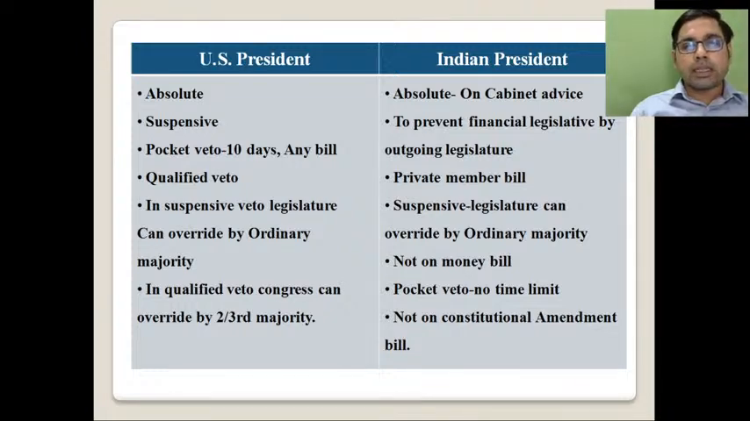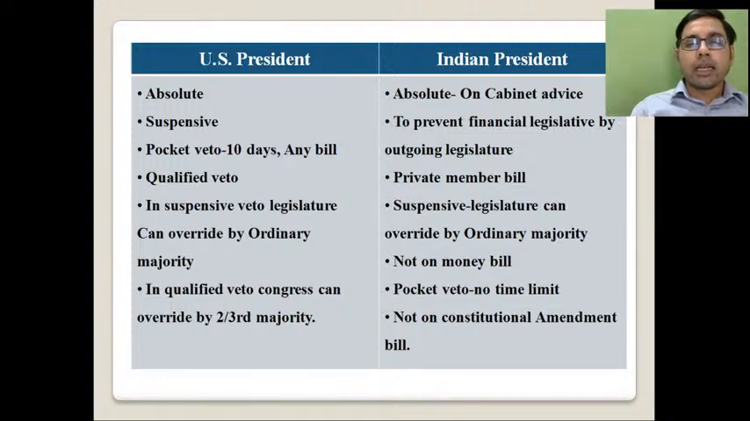On the other hand, in case of the Indian president, if the US president exercises absolute veto, then that bill cannot become an act, because the US president is enjoying real executive power. But in India, since the Indian president is not the real executive, he largely acts on the advice of the Union Council of Ministers, that we have already discussed in the last class. So in case of the Indian president, he can exercise absolute veto only on the advice of what?